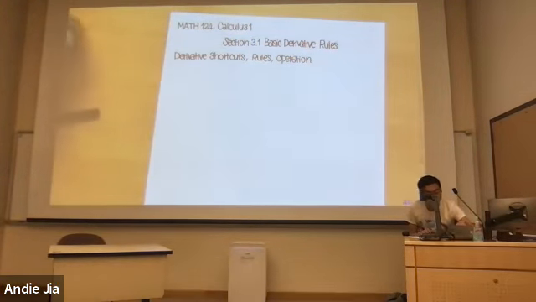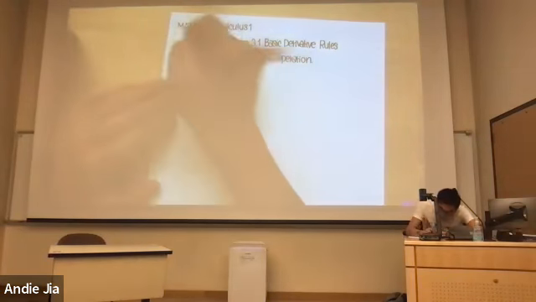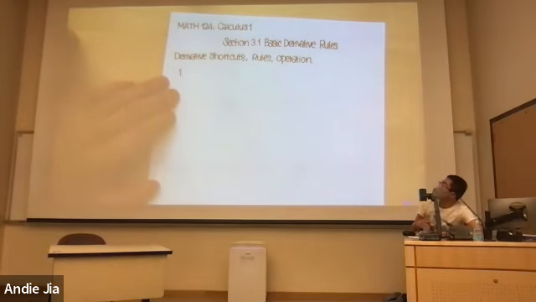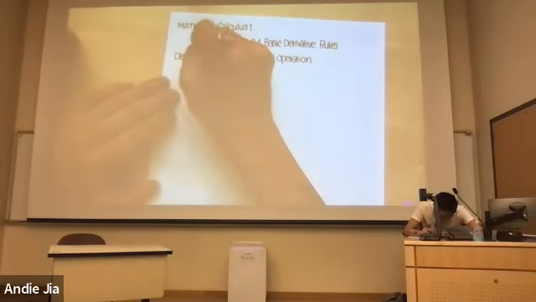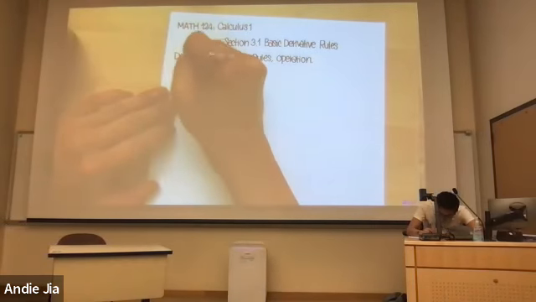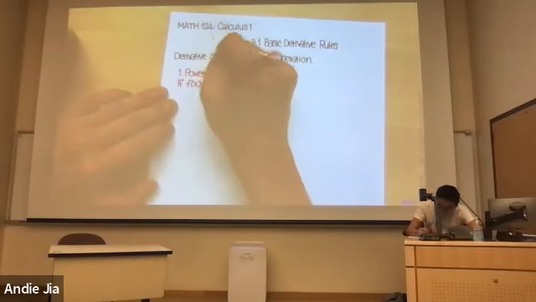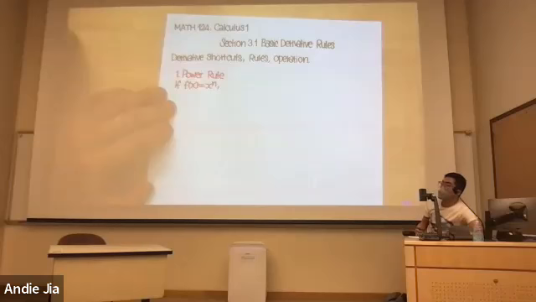First of all, I'm going to introduce the addition law. Or maybe let me do the power rule first, because it's easier to understand than addition and operations. So the power rule: if f of x is x to the n, where n is any constant, and if it's zero, then the derivative is zero.